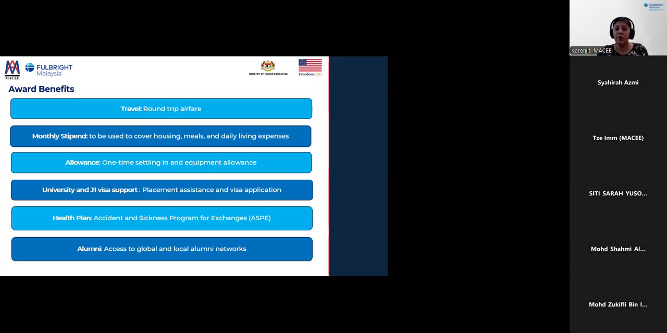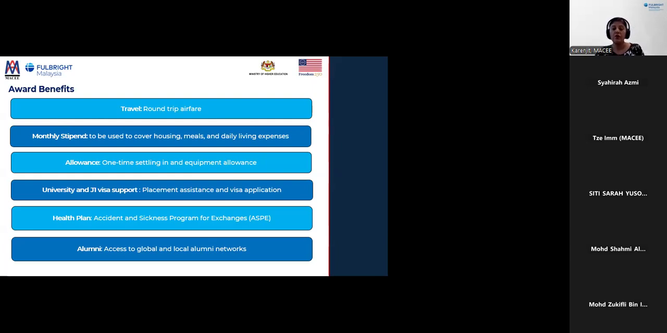Okay, so now let's touch on the award benefits for this grant. Number 1, travel is covered. Okay, so Macy and IAE will make arrangements for your round trip airfare. That will be arranged for the applicant. The applicant for this program will also receive a monthly stipend, and normally the monthly stipend is enough to cover housing as well as meals and daily living expenses.